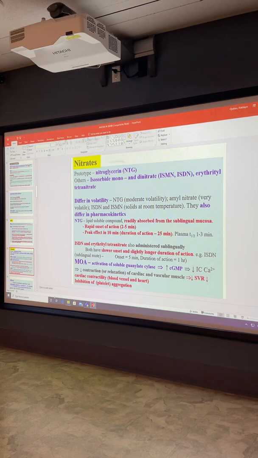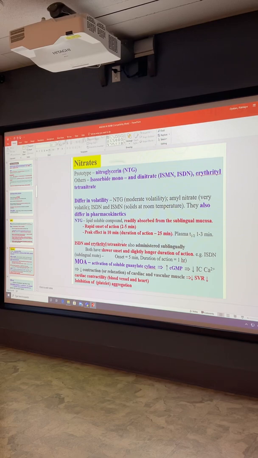And when cyclic GMP is increased, it automatically reduces intracellular calcium. Don't forget this relationship: cyclic GMP is related to intracellular calcium. The higher the cyclic GMP, the lower the intracellular calcium. And when you lower the intracellular calcium, they almost behave like a calcium channel blocker because there's not enough calcium for the tissue to use. So there'll be a reduction in contraction or even relaxation of cardiac and vascular smooth muscle, which will lead to a reduction in systemic vascular resistance and reduced cardiac contractility, both in the blood vessel and the heart.